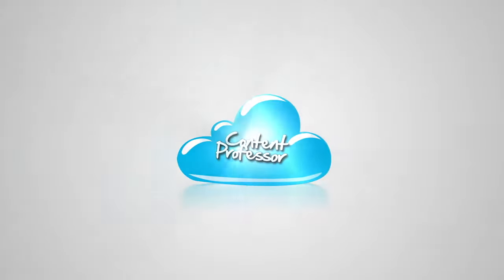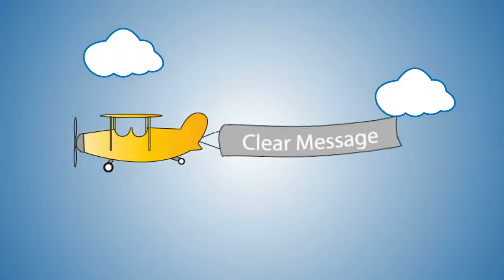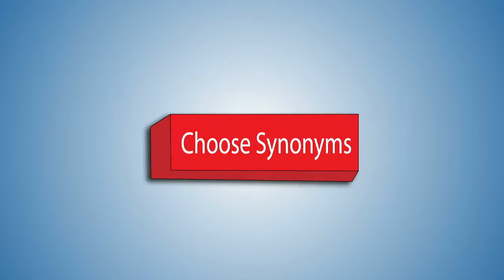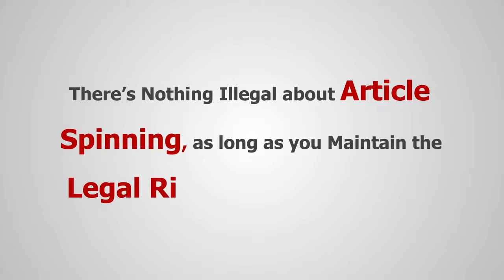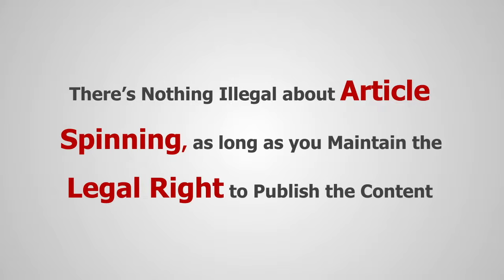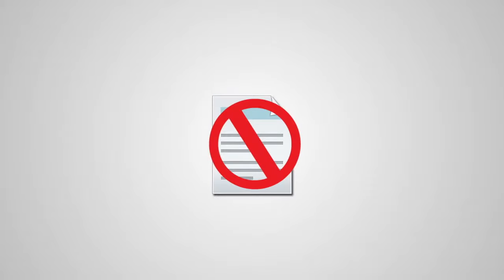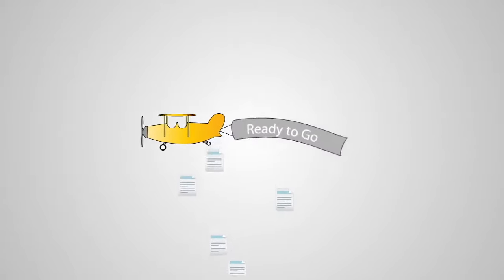To use ContentProfessor ethically requires one thing: having great content with a clear message in the first place. When you choose synonyms that fit your article appropriately, the spun articles will turn out excellent with original, non-duplicated content. There's nothing illegal about article spinning, as long as you maintain the legal right to publish the content. You see, when done well, spun articles aren't detectable by any computer and will not be spanked by Google or other search engines. You'll be ready to go in less than a minute and be on your way to creating tons of fresh new content for any type of online site you need.